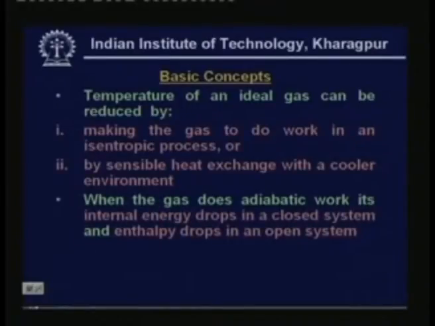When the gas does adiabatic work, its internal energy drops in a closed system and its enthalpy drops in an open system. That means, when the process is adiabatic, there is no heat supply to the system, nor heat supply from the system, and at the same time the system is doing work. Obviously, it will be doing work at the cost of its own energy. If it is a closed system, it will be its internal energy. If it is an open system, it will be enthalpy.